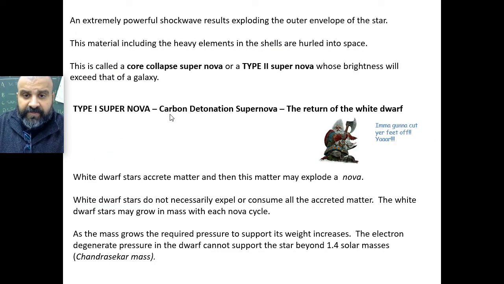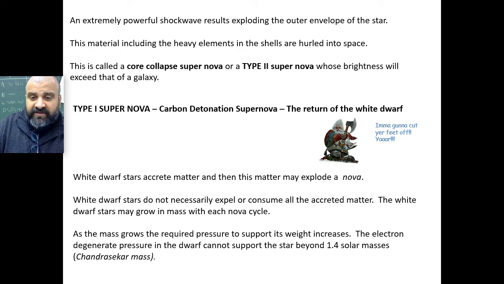Okay, the next type of supernova, and we're kind of taking a tangent here, is a type 1 supernova. So we're jumping back to a white dwarf. We're not talking about giant stars right now. We're talking about white dwarfs again. We're going back to a sun-sized star. So the type 1 supernova, or the carbon detonation supernova.